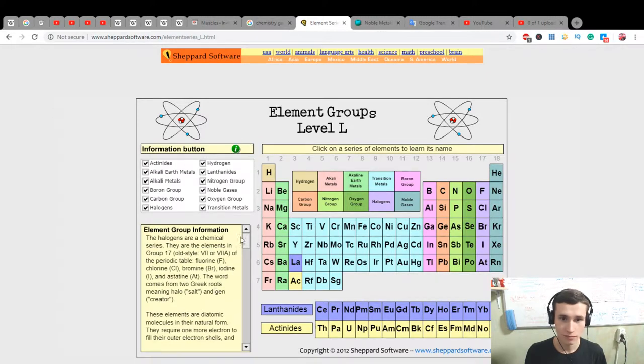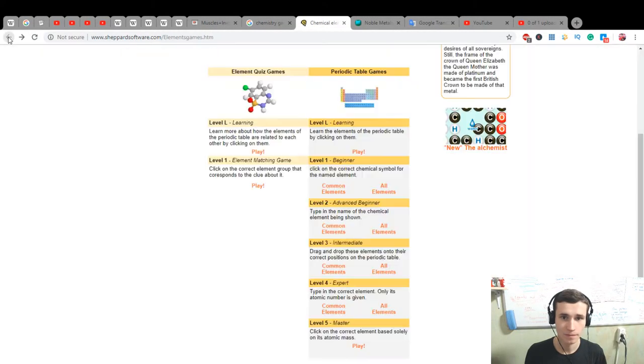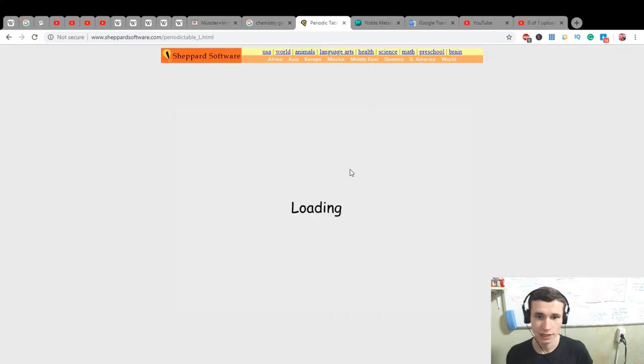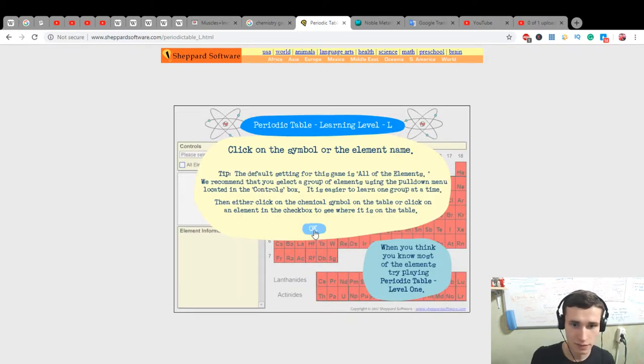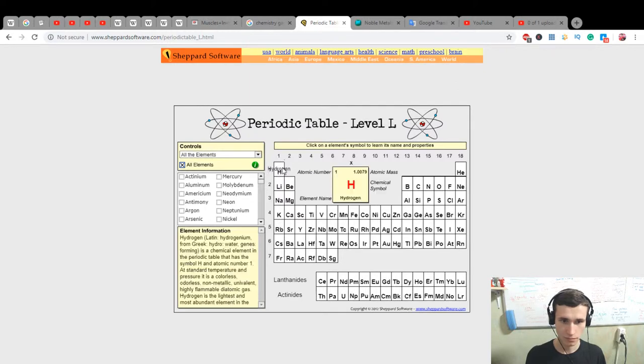Okay, do we have some music maybe here? Okay, let's go back and play with it. Level. Click on the symbol or the element name. Hydrogen. Hydrogen. Oh, cool. Hydrogen.